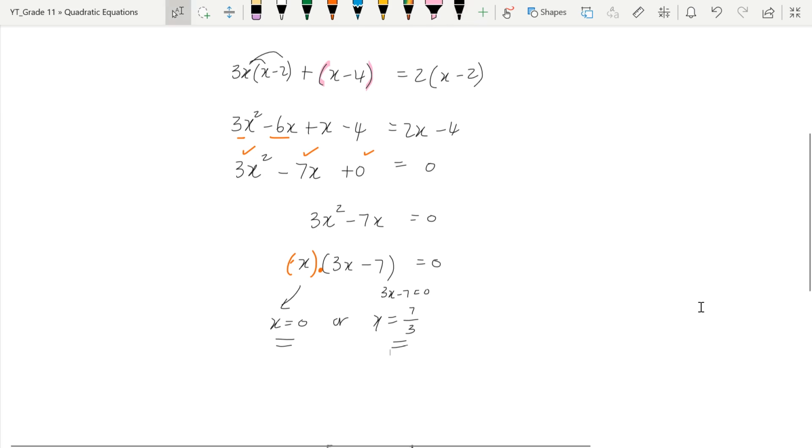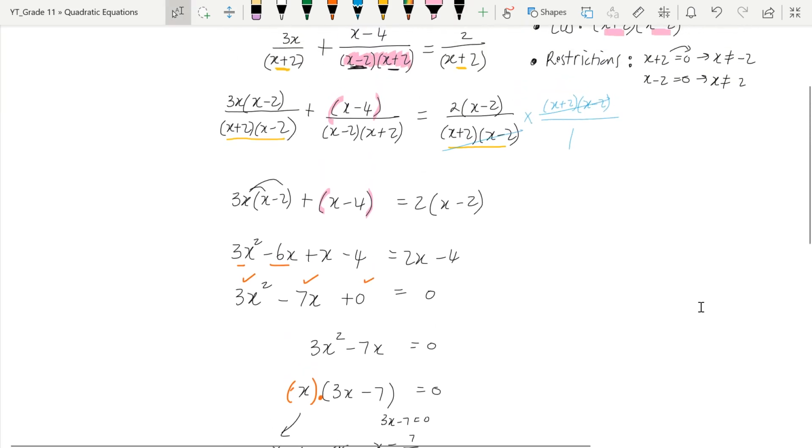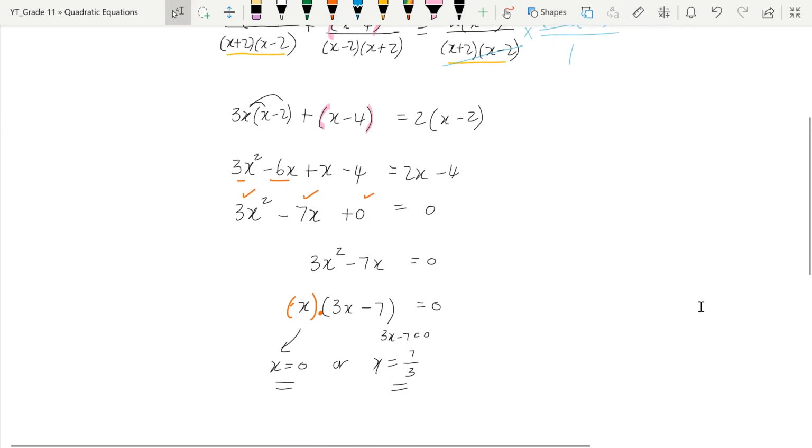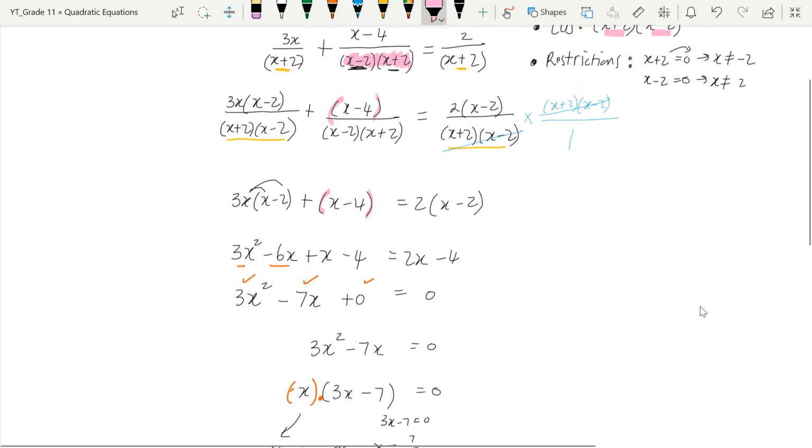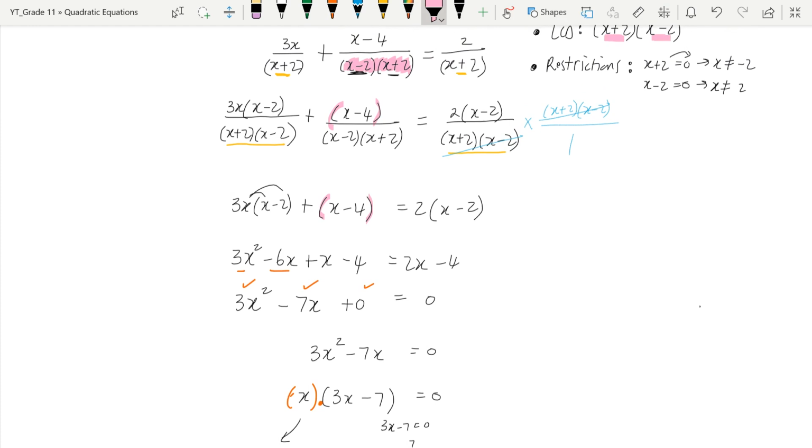Let's check them in the restrictions. It can't be 2 or negative 2. No, we are safe. So both of those are solutions. If it was one of the restrictions, we would have had to write no solution. And that's it. Lots of steps, lots of work. You need to concentrate and focus, but very doable and lots of nice marks for you.